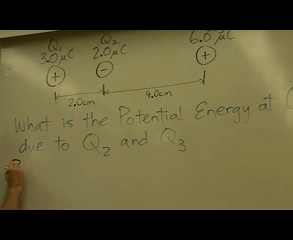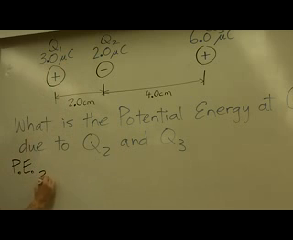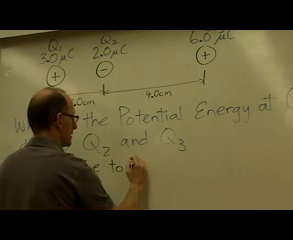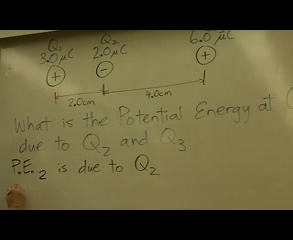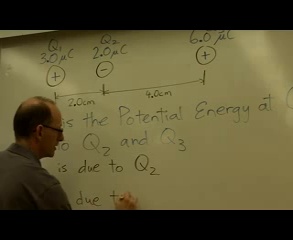So potential energy 1, we won't call it 1, we'll call it 2, is due to Q2. And the potential energy 3 is due to Q3.